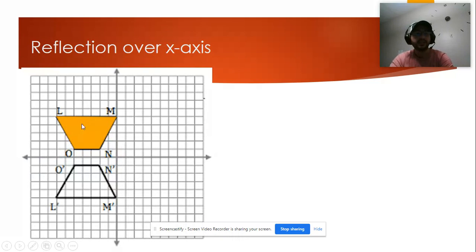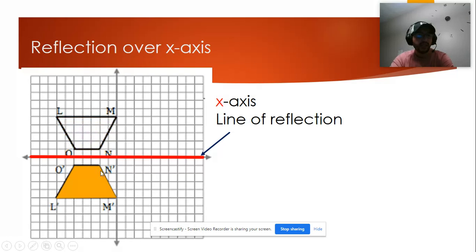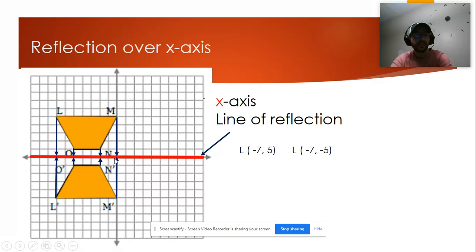Now, let's see this example. We got this picture. This is the pre-image because of the letters, and this will be the new image because of the primes, same letters with the prime. Now, if we are going to reflect it over the x-axis, this is like the mirror, the line of reflection, then it's going to end up here. To make sure we reflected right, we just need to make sure they have the same distance to the line of reflection. So if every point has the same distance to the line of reflection, then we did it right.